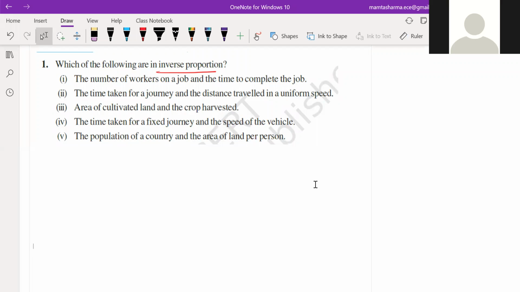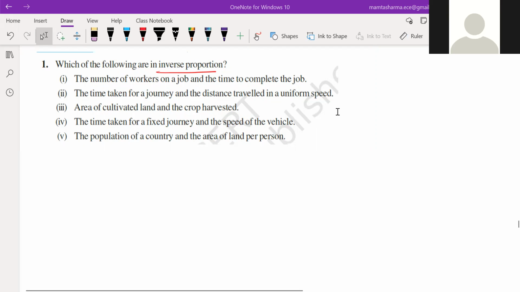Ma'am, inverse. How? Ma'am, because if we employ more workers, there will be less time. Yes. You would have seen in construction, if there are more workers, less time is taken to complete the building. Okay. Ananya, read out the second one.